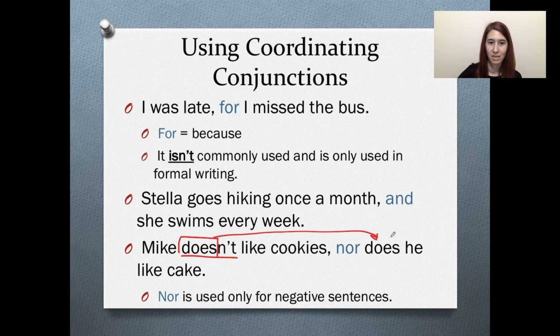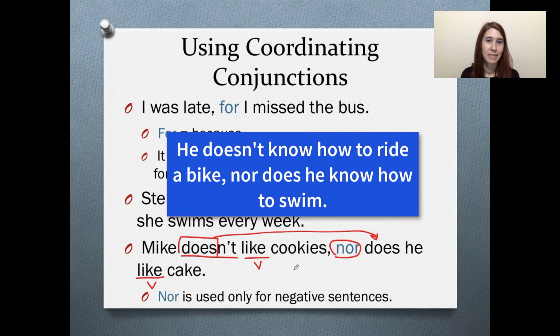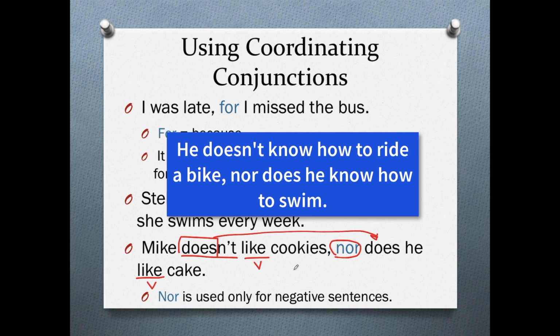So doesn't is the negative. You're going to use does again. So Mike doesn't like cookies, nor does he like cake. So nor here makes the second part of the sentence, nor does he like cake, negative. So it would be the same as saying he doesn't like cake. Another example for nor would be, he doesn't know how to ride a bike, nor does he know how to swim.